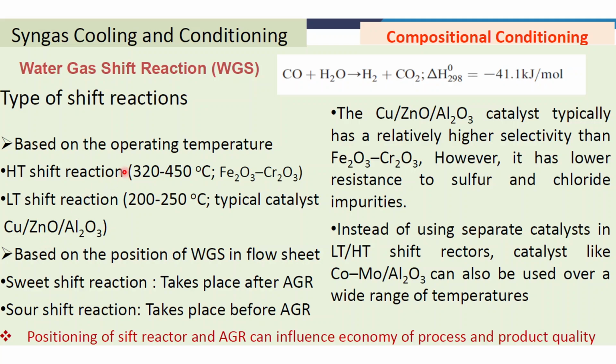There are two types of shift reactions. Based on temperature, there is the high temperature shift reaction and the low temperature shift reaction. Both these reactions operate at different temperatures, and along with that, different catalysts are used in both these reactions. Another classification is based on whether the water gas shift reaction took place before or after acid gas separation. If it took place before acid gas separation, then it is sour shift reaction, and if it took place after acid gas separation, then it is sweet shift reaction.